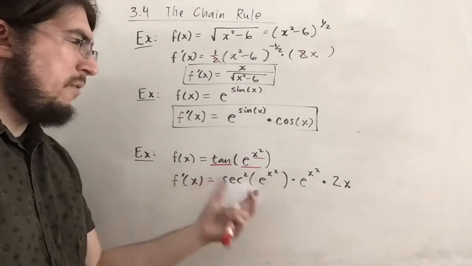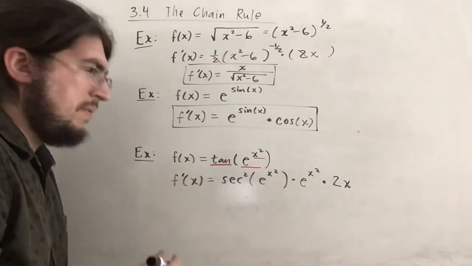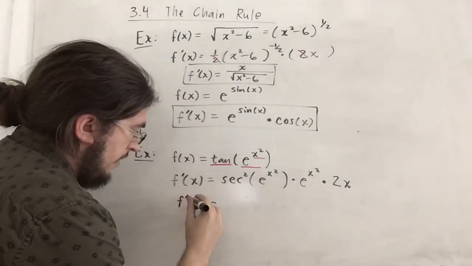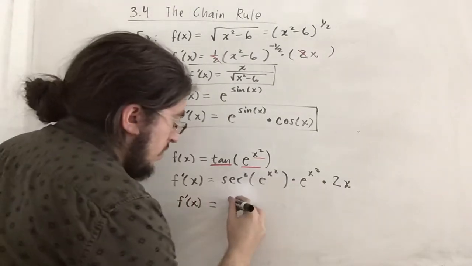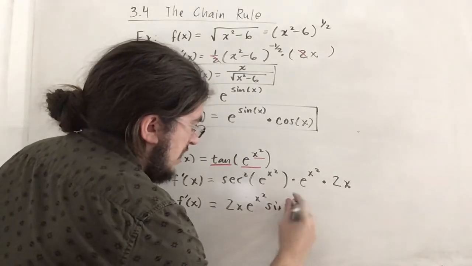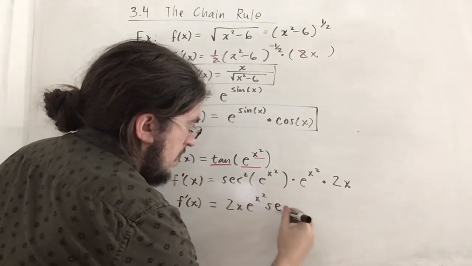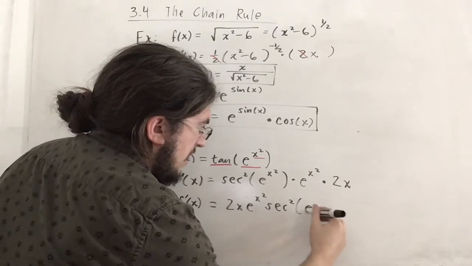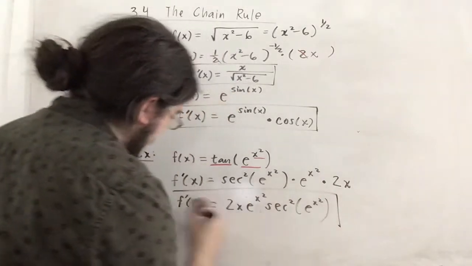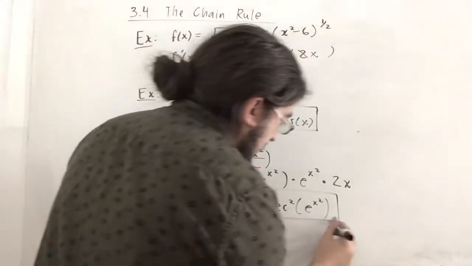And we could rearrange this by writing 2x in front. In fact, let me do that just so we get used to it. So I'm going to write my final answer here as f prime of x equals 2x e to the x squared secant squared of e to the x squared. Which I know looks a little goofy, but believe it or not, that's how you find derivatives with these sorts of things.